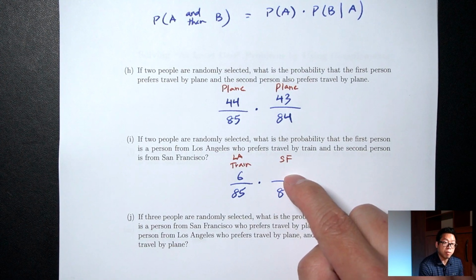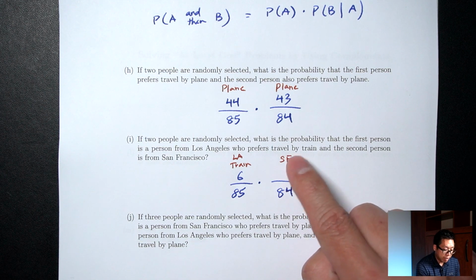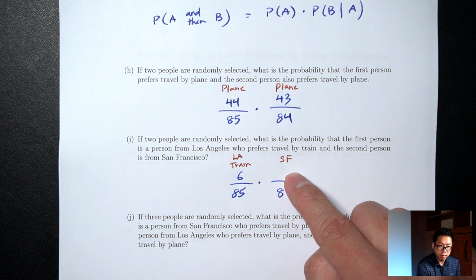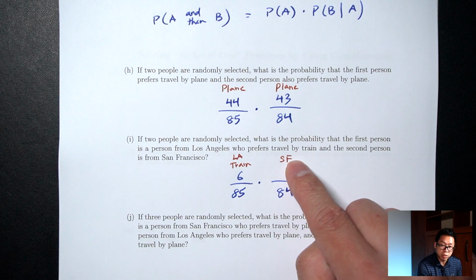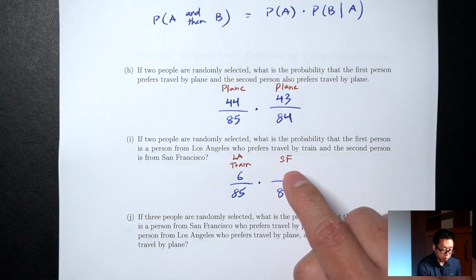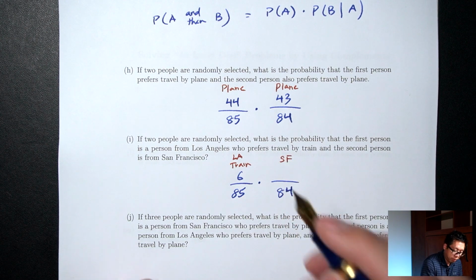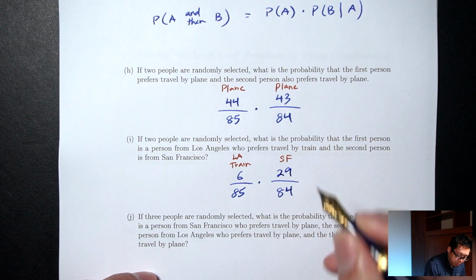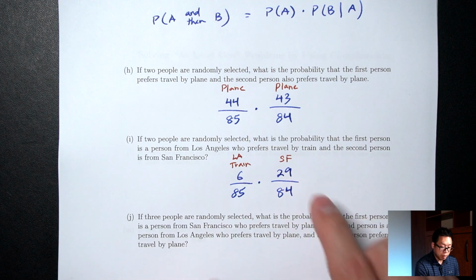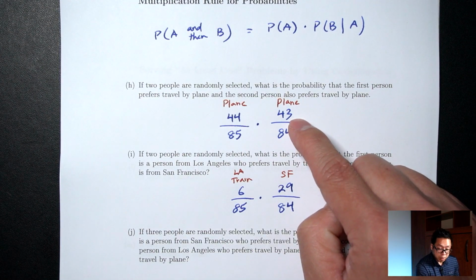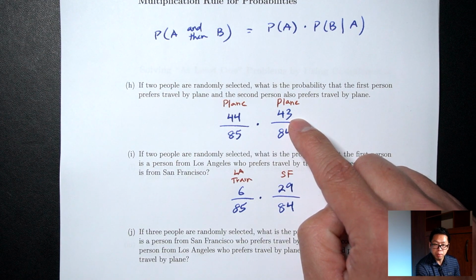Is it 29, or do I have to reduce like I did in part H? You should ask yourself, have we used any San Francisco numbers yet? No, we have not. Because the first person was LA, we haven't used any San Francisco numbers yet, so we don't have to reduce. So for the second fraction here, we should have the full 29. In part H, we had to reduce by 1 because we did use a plane number already in that first slot.